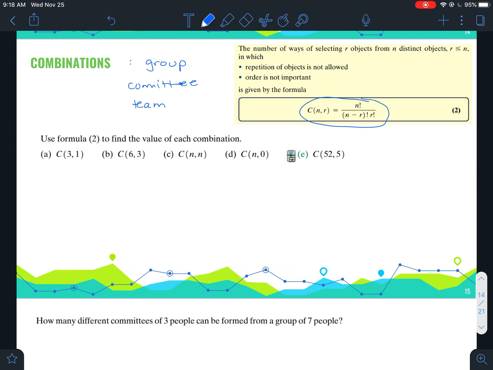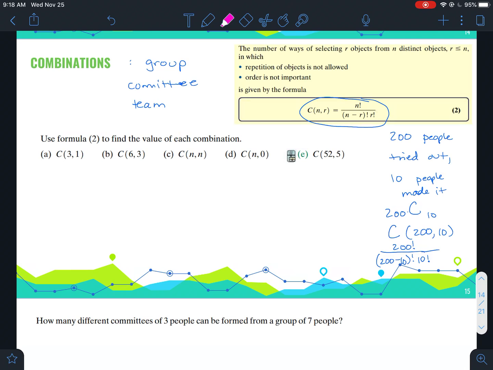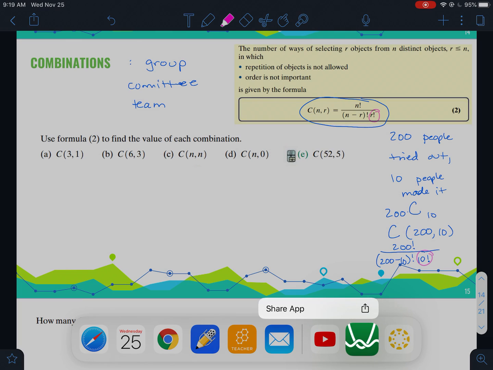So instead of being able to do it by hand, the calculator is going to be a lot more user-friendly. So let's say 200 people tried out, and 10 people made the cut. So this time it's going to be 200 choose 10. When it's the C, I like to say choose, or you could do C and then 200 and then 10. So the formula this time is you take the total number, 200, and then you divide by, kind of similar to permutations, 200 minus 10 factorial, and then times 10 factorial. So there's an extra step: the number of people that you're choosing gets listed twice, so it's going to be 10 factorial.